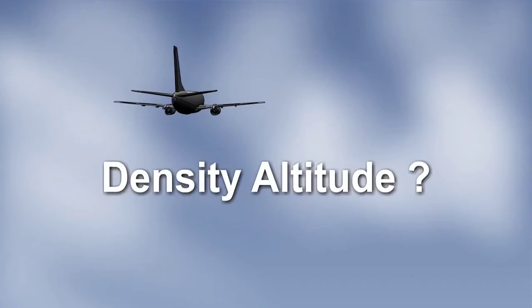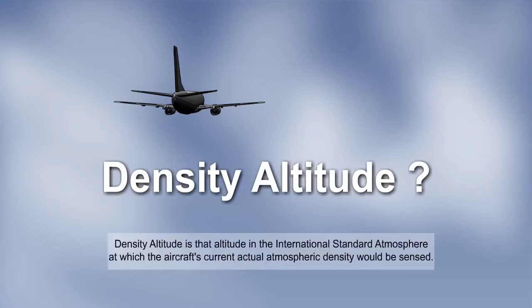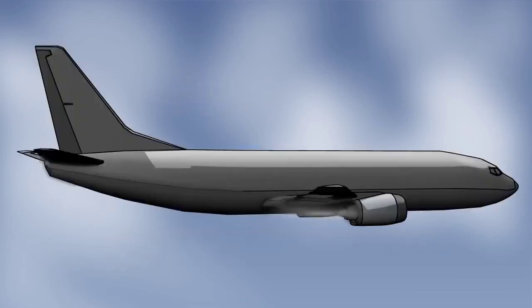Now let's look at density altitude. This is quite a different concept. The definition sounds very similar. Density altitude is that altitude in the International Standard Atmosphere at which the aircraft's current actual atmospheric density would be sensed. However, density altitude, unlike everything else we have discussed previously, has nothing to do with vertical distance. It is a measure of aircraft performance and engine power.